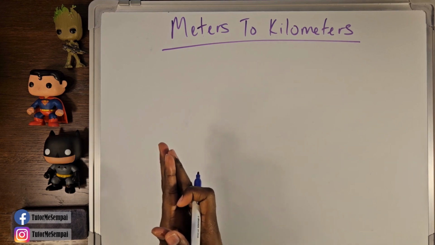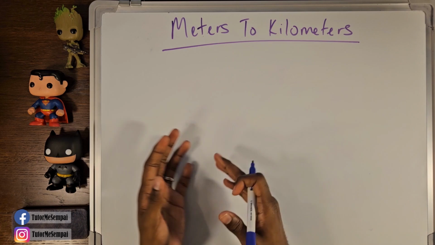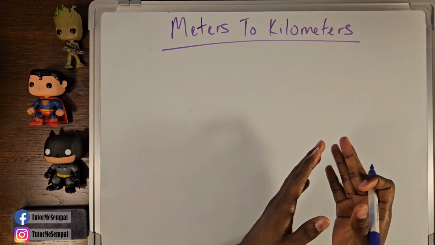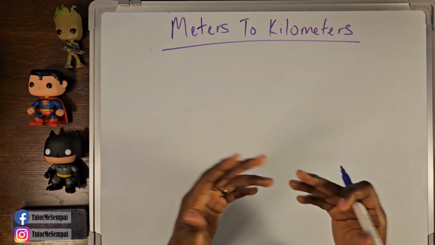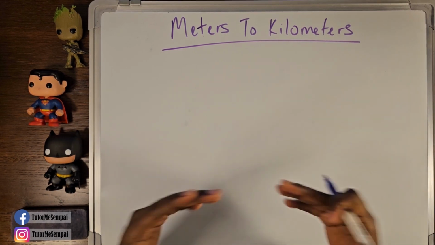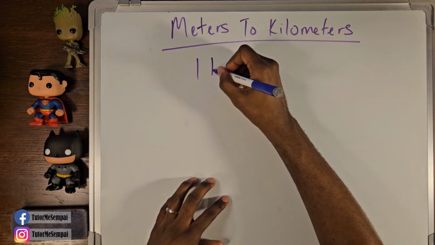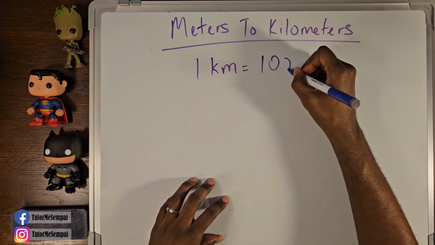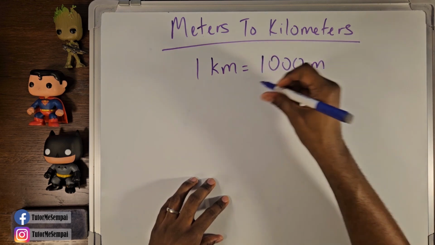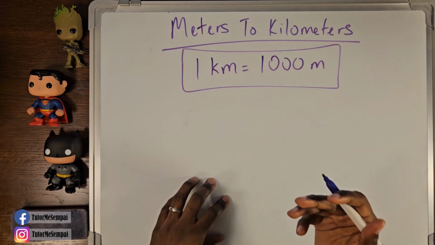We've always asked how many centimeters, for example, are in a meter and how many millimeters are in a meter, something going into a meter. This time, we want to see how many meters are going to be in 1 kilometer. Kilometers are a little bit bigger than meters. So to start us off, we do know that 1 kilometer is going to equal 1,000 meters. 1 kilometer equals 1,000 meters.